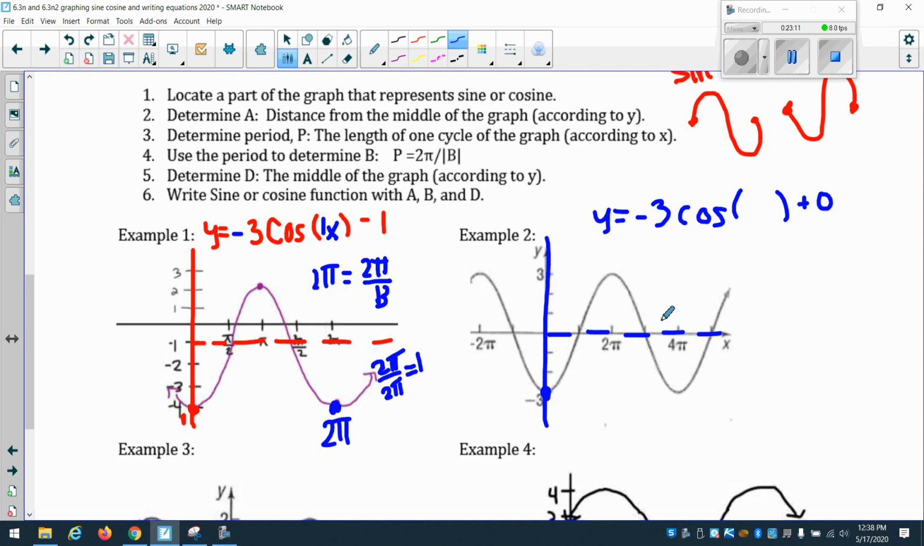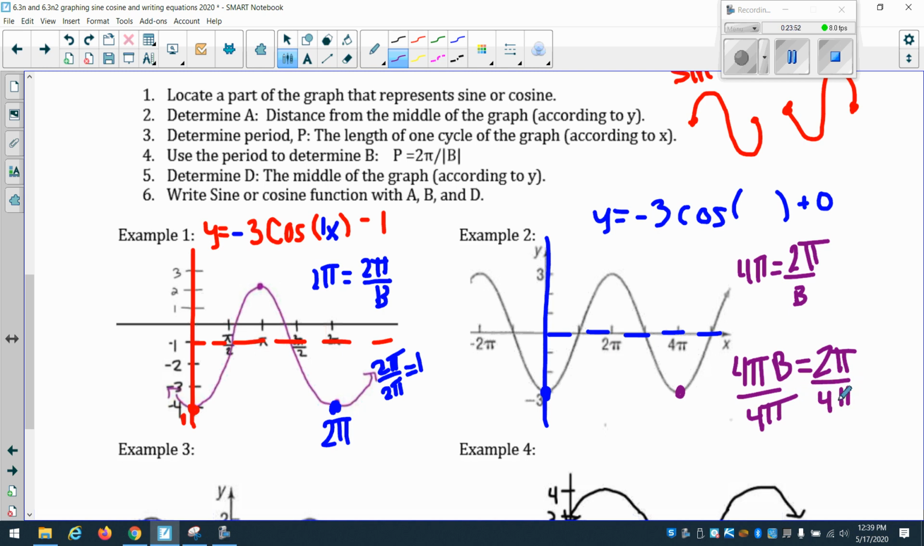Since it's a reflection, we tack on the negative. Now, when do we reach the minimum again? 4 pi. So we know 4 pi is our period, and we need to find out the b value. So when we cross multiply, 4 pi times b equals 2 pi, divided by 4 pi. Okay, pi's cancel, so your b value equals 1/2. So it's 1/2 x. So this equation is y equals negative 3 cosine of 1/2 x plus 0.